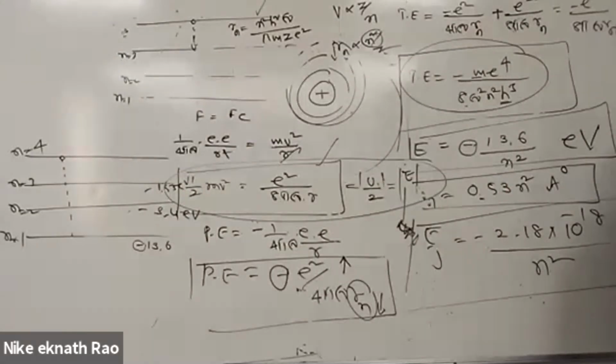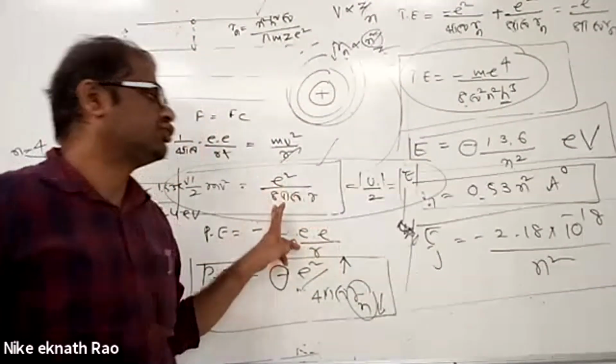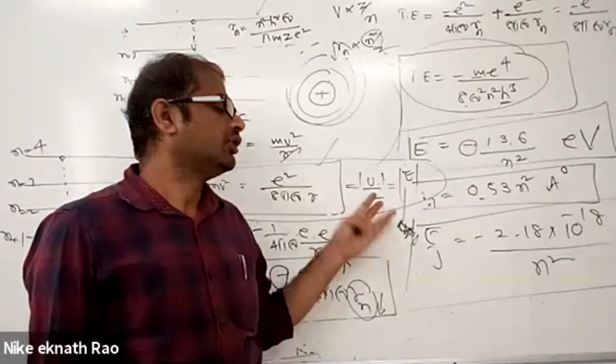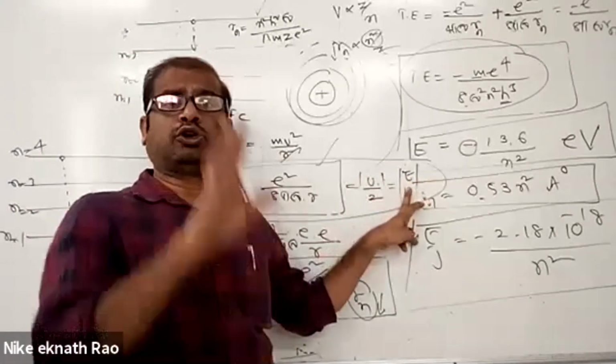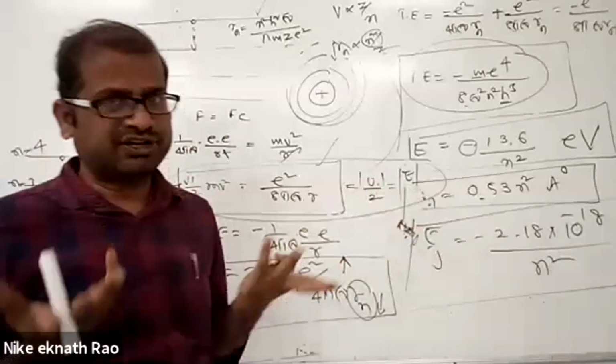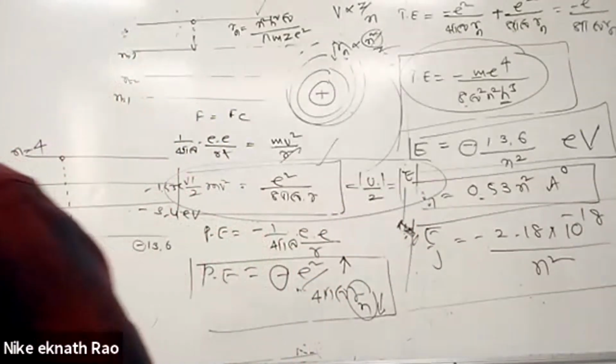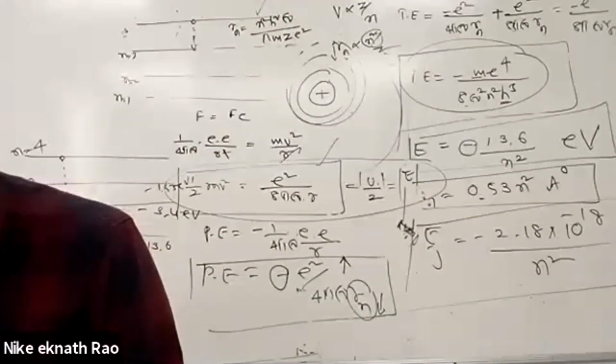Are you fine, everyone? Please focus on these points. Kinetic energy is numerically half the potential energy, and numerically equal to the total energy. Of course, total energy is negative, kinetic energy is always positive, and potential energy is anyhow negative. Keep in mind these points.